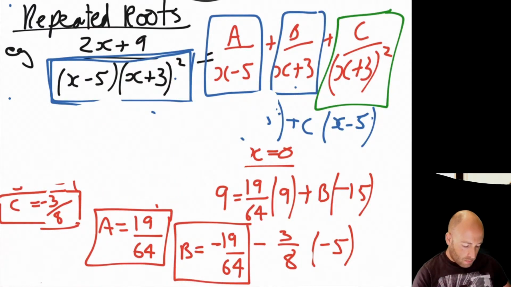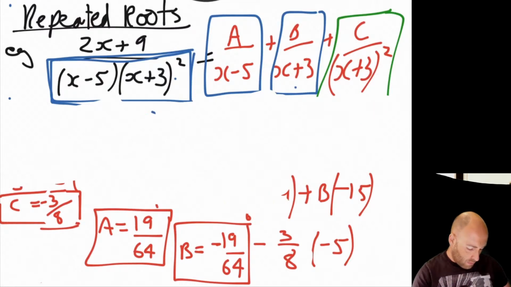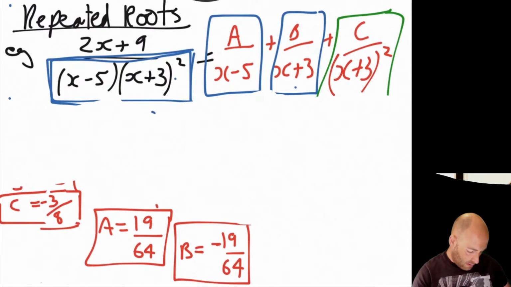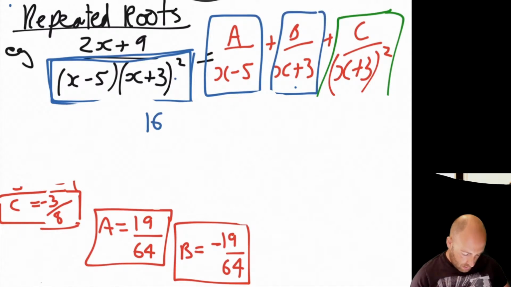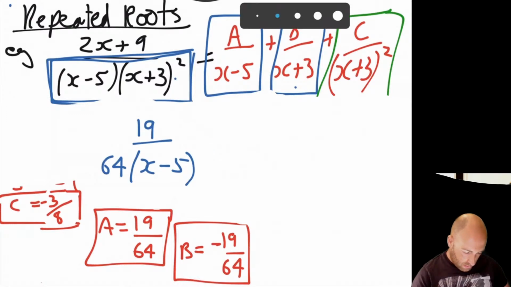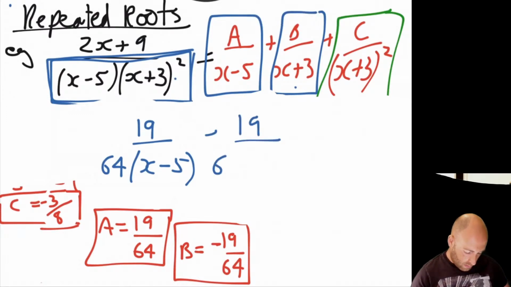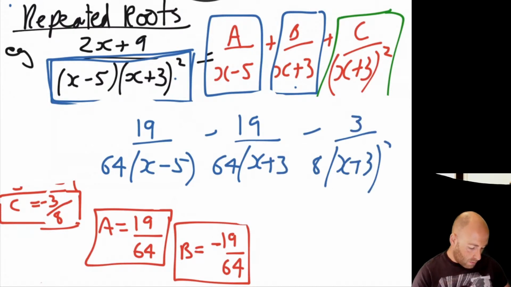So yeah, sometimes they do come out as horrible fractions. It's always worth checking if they do, but I think in this case they do just come out like that. So our answer is going to be 19 over 64 (x take 5) minus 19 over 64 (x plus 3) minus 3 over 8 (x plus 3) all squared. That is my answer.